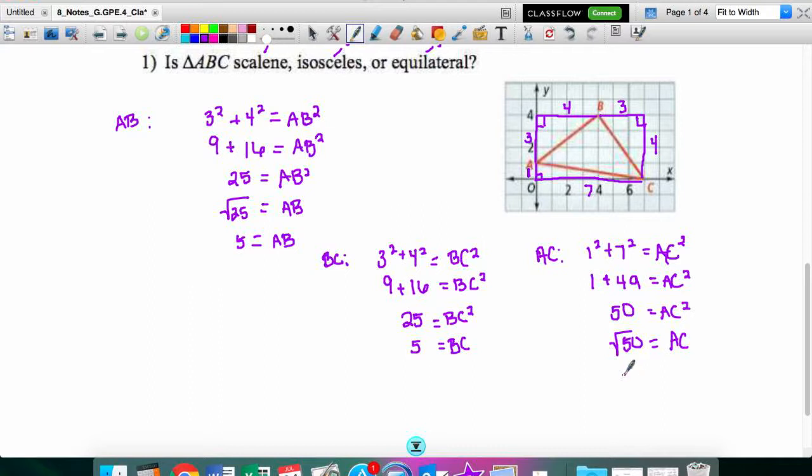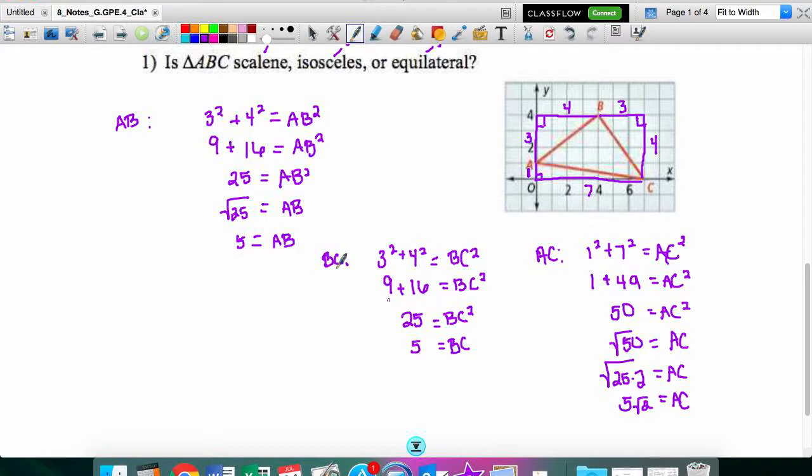And the square root of 50 is not a whole number, but we could simplify it if we want to, break it down into its perfect square factor, 25 and 2. And then 25 actually pulls out as a 5, and since the 2 is not a perfect square, it will stay in as a radical 2. So AC's length is 5 radical 2.